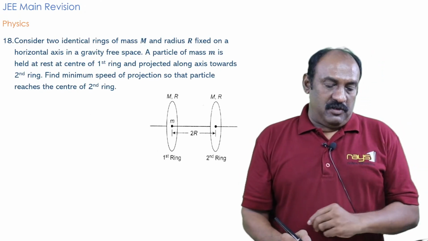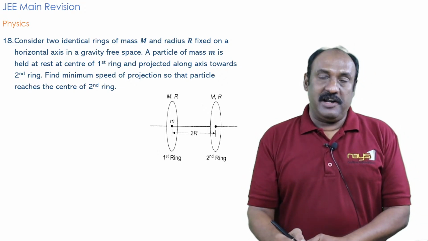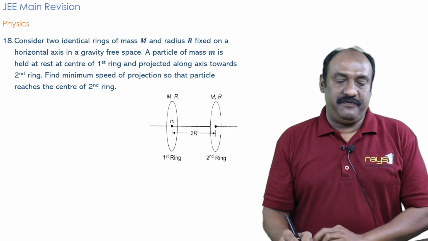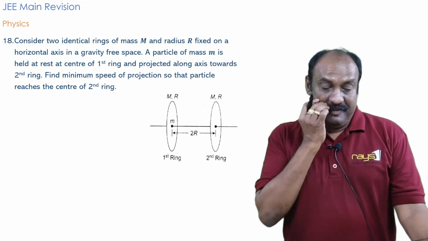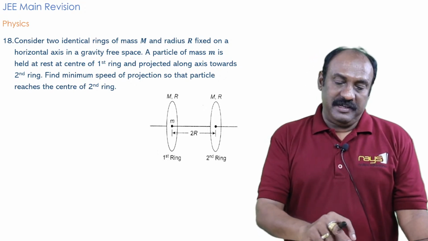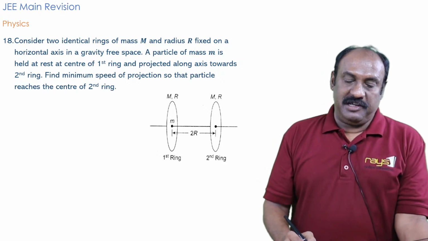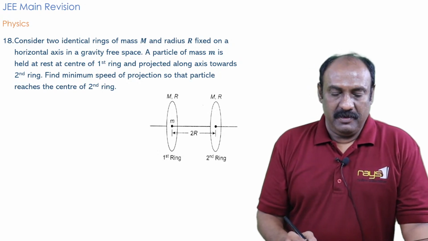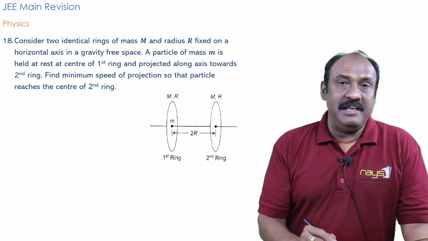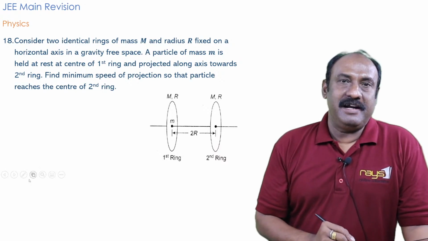Consider two circular identical rings, each of mass m and radius R, fixed on the horizontal axis in a gravity-free space. A particle of mass m is held at rest at the center of the first ring and projected along the axis towards the second ring. Find the minimum speed of projection so that the particle reaches the center of the second ring. In between these two rings, the distance of separation is 2r, mass is the same, radius the same.